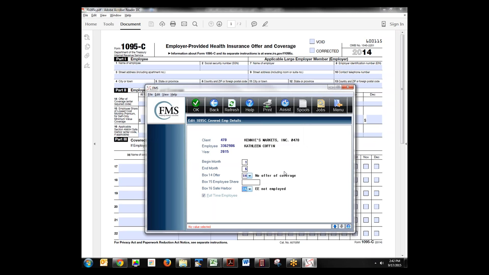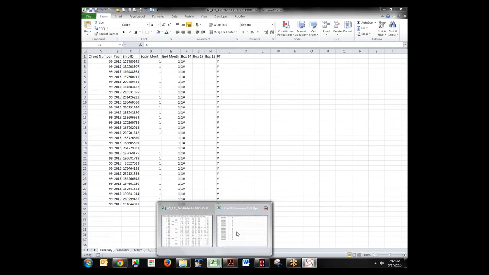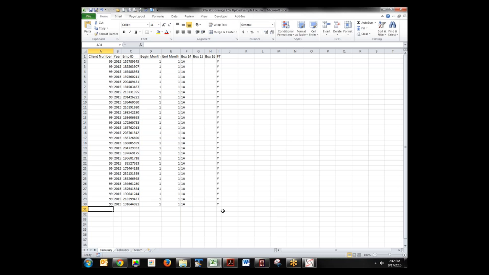So we just key in these records, keeping track of the employees as to how they're transitioning, and then key in the appropriate records. The other method is using the Excel spreadsheet that we've developed in order to import the data instead of having to key it all in. So it's the same fields: client number, the year, employee number, begin and end month, and then your box 14, 15, 16, and full-time indicator.